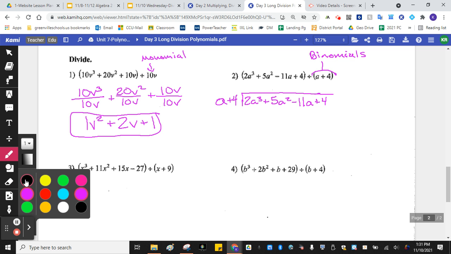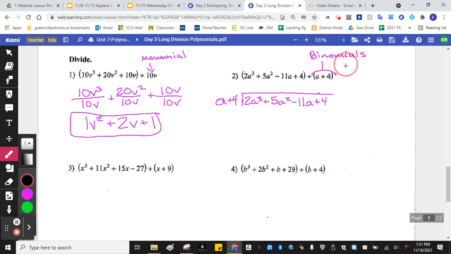All right, same three steps over and over again for long division. On the side, we're going to take the first term of the dividend, what we're dividing into, and divide it by the first term of the divisor.